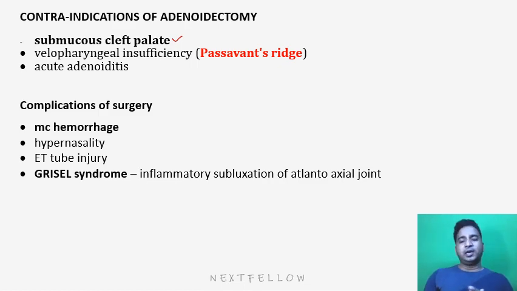Now we talk about the complications of the surgery. The first complication is hemorrhage. Bleeding is always there as the first complication, and if you overcorrect the adenoids, if you remove the pharyngeal mucosa along with the adenoid tissue, it will cause hypernasality, and sometimes we may injure the eustachian tube, which is in close proximity to the adenoid tissue.